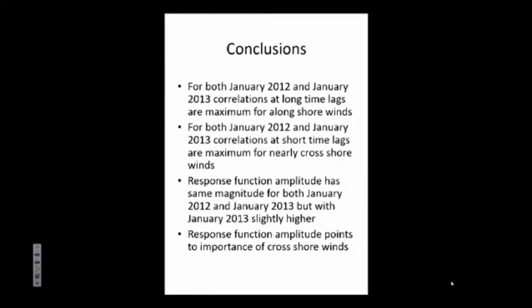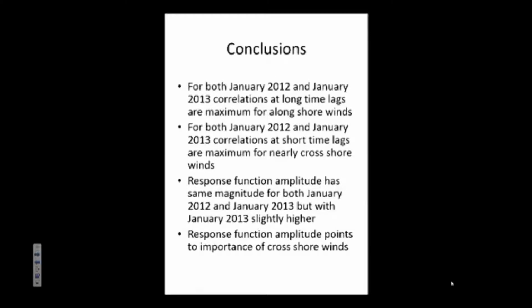A couple of concluding comments here. The correlation figures show, both for January 2012 and 2013, that correlation at long time lags is maximum for longshore winds. And at Smith Point, it appears to be primarily coastal forcing. For both January 2012 and January 2013, there's a maximum correlation at short time lags between wind and water level for nearly cross-shore winds. So the cross-shore winds deserve more attention.